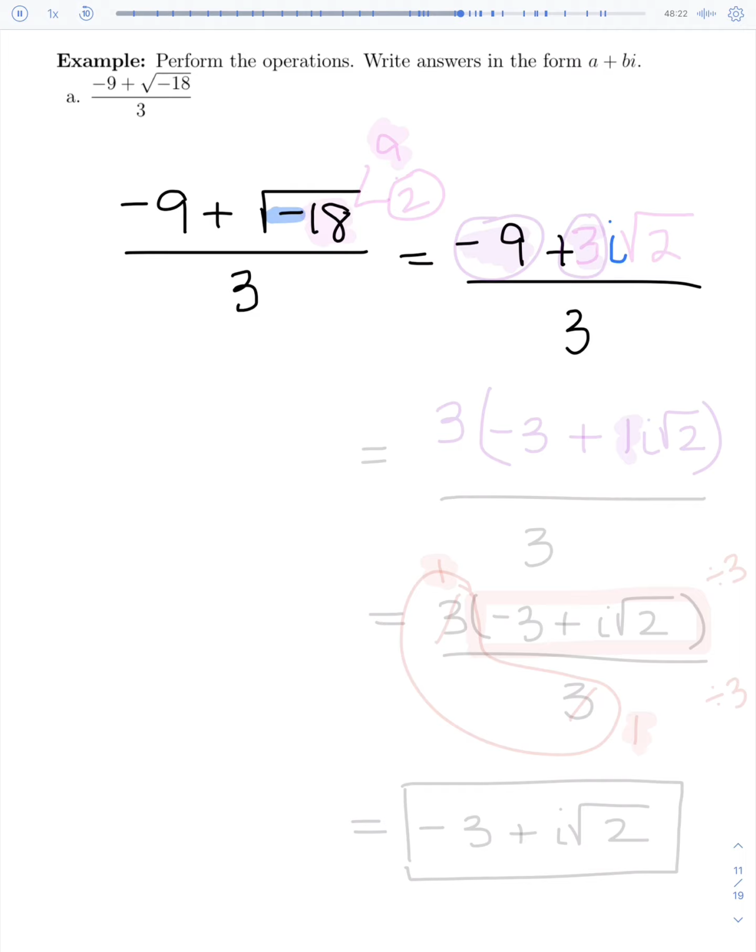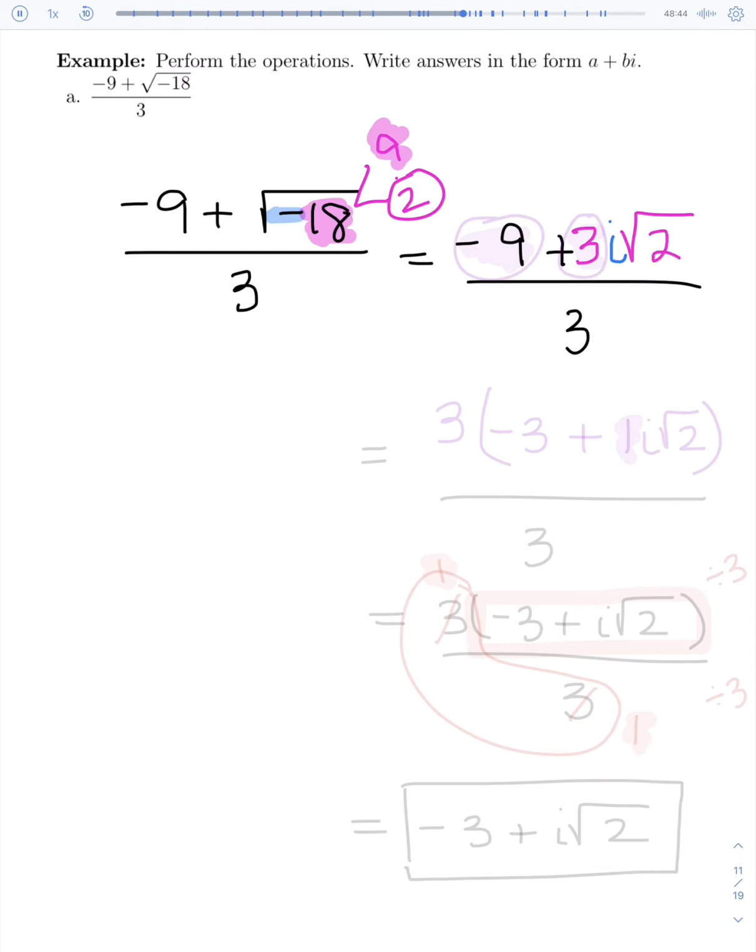And then the question is, can you break down the 18 into something you can take the square root of? Well, I can break down the 18 into 9 times 2. And then that way I can take the square root of the 9, which is 3. However, I cannot take the square root of the 2, so that's going to stay inside of the square root.